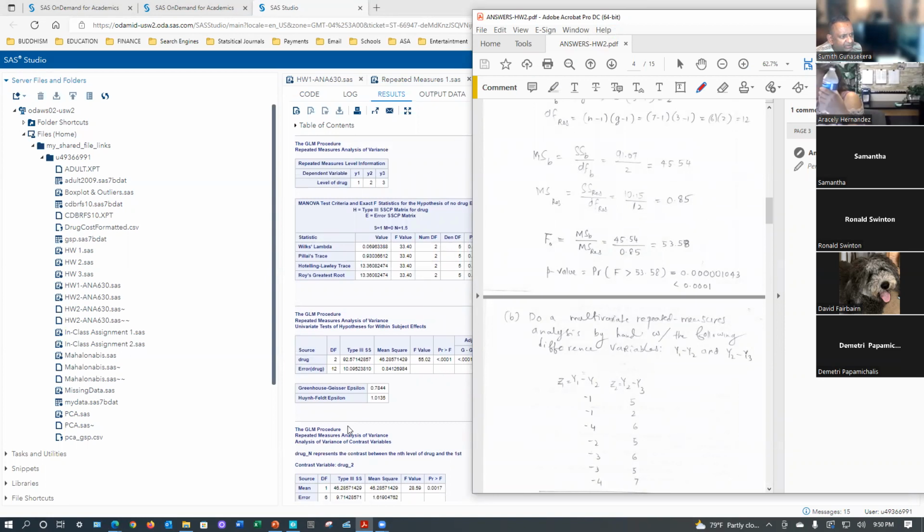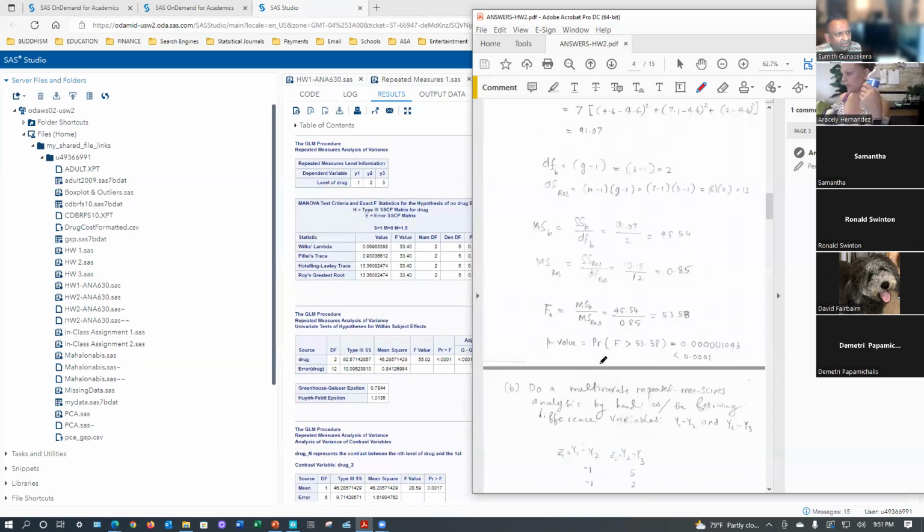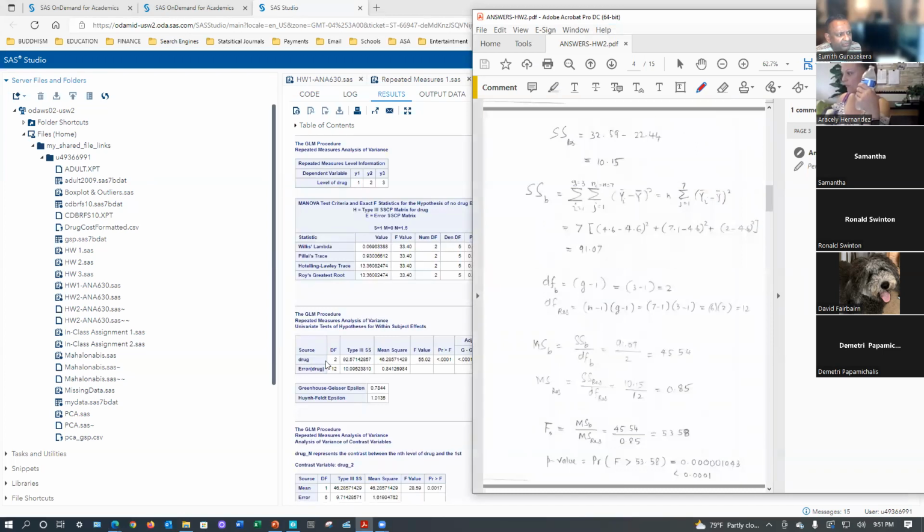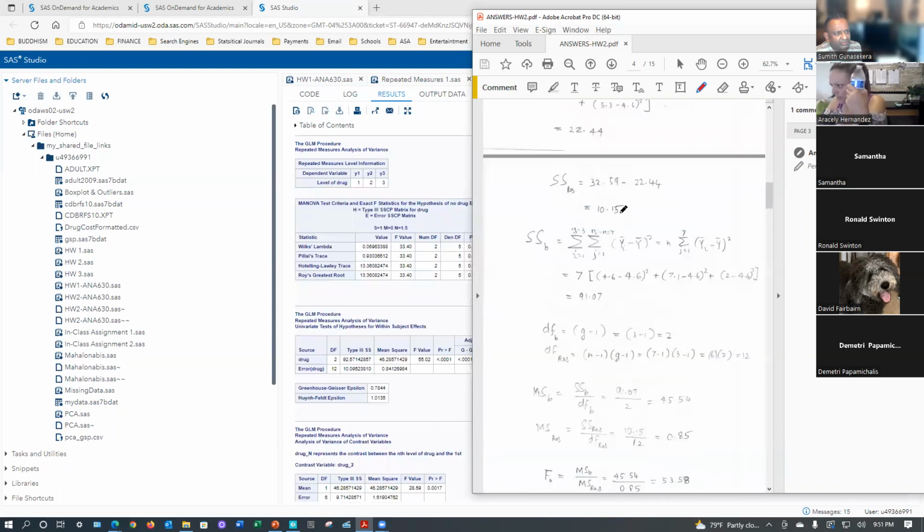Repeated measures. Okay, 92. Sorry, I'm going to go here. See, sum of squared between, the drug. Sum of squared between calculated, this one, and the error, the source, univariate case. And error, this is the residual. See, 10.15, almost 10 point something.